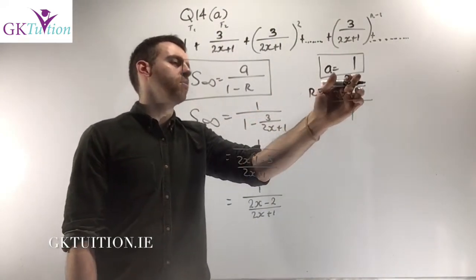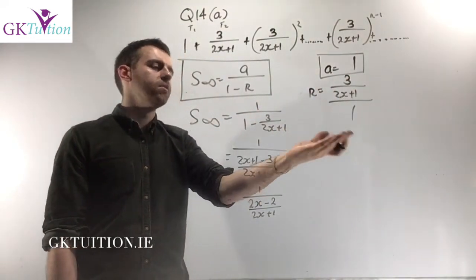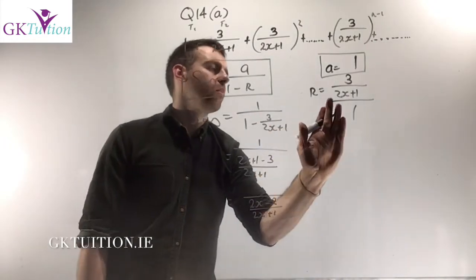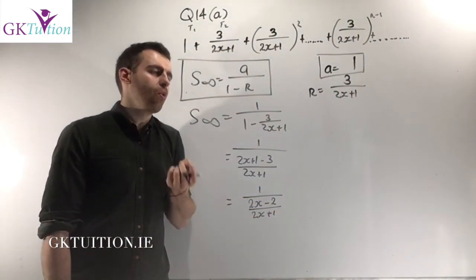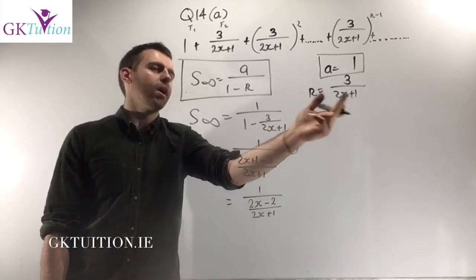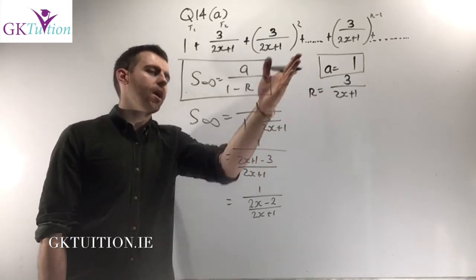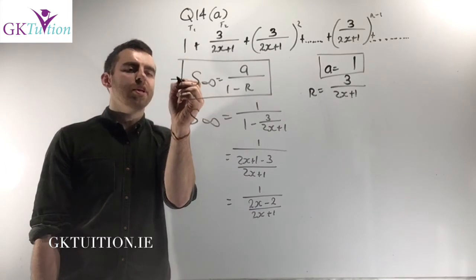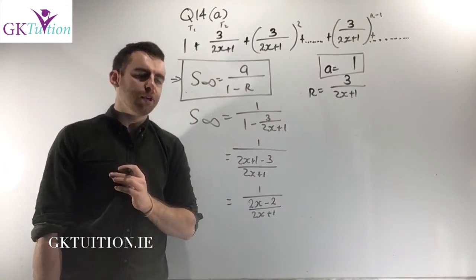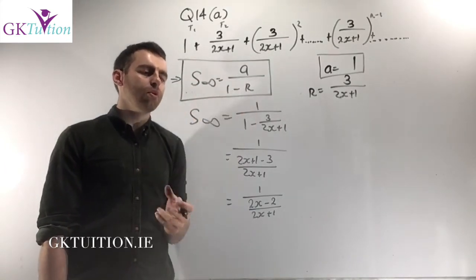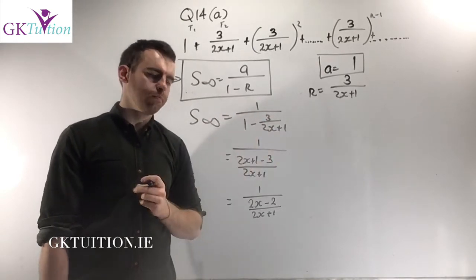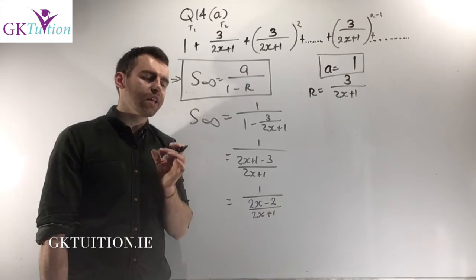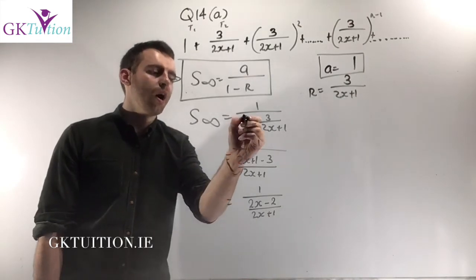It's the second term, 3 over 2x plus 1 divided by 1. Obviously dividing by 1, I can just ignore the 1, and I worked out that r, the common ratio, is 3 over 2x plus 1. Once I know a and I know r, I can just sub into the sum to infinity formula. It's a over 1 minus r becomes 1 over 1 minus 3 over 2x plus 1. What I want to do now is get a common denominator on the bottom of the fraction.